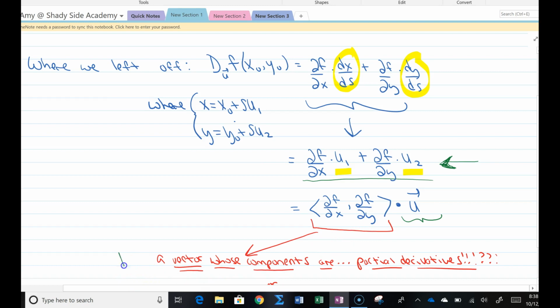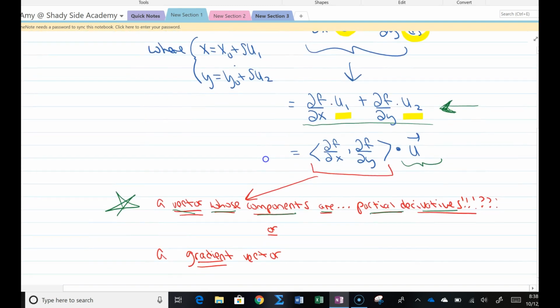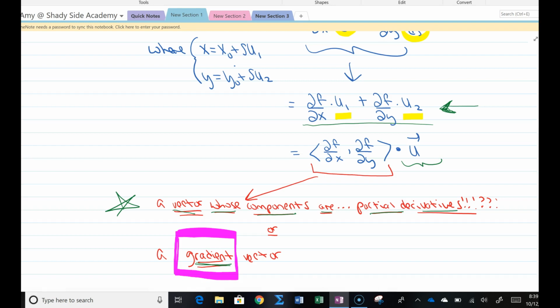And I left with saying this is a vector whose components are partial derivatives. This is a very unique thing, a vector whose components are partial derivatives. A vector whose components are partial derivatives is called a gradient vector. I may have given you the symbol, because I have a vague recollection of an argument about an upside down triangle versus a right side up triangle. A gradient vector.